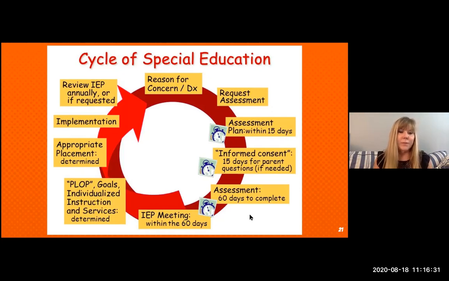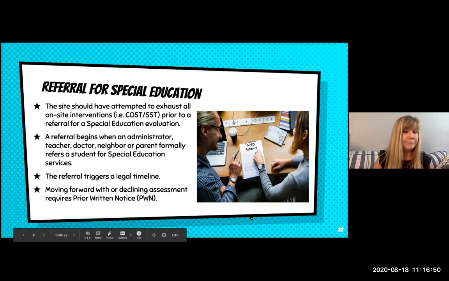All of the IEP is reviewed annually at a minimum, or more frequently if requested. And the student would also have a triennial evaluation once every 3 years or sooner if there's an identified need for that. Next slide, please. Anybody want to add anything on that?